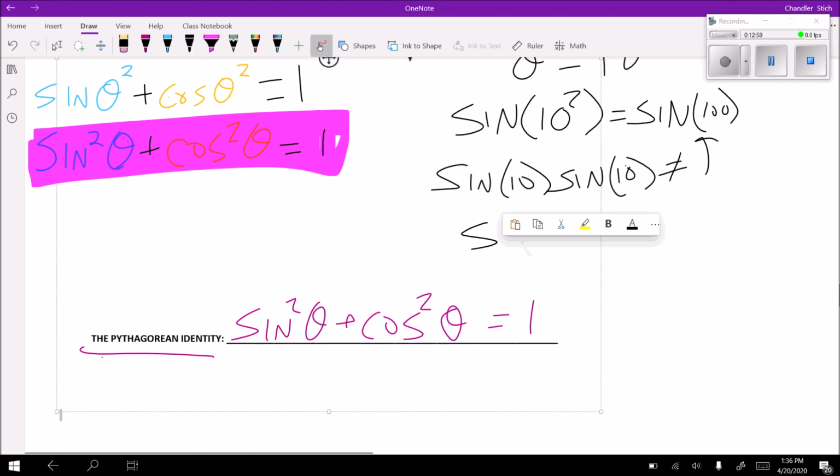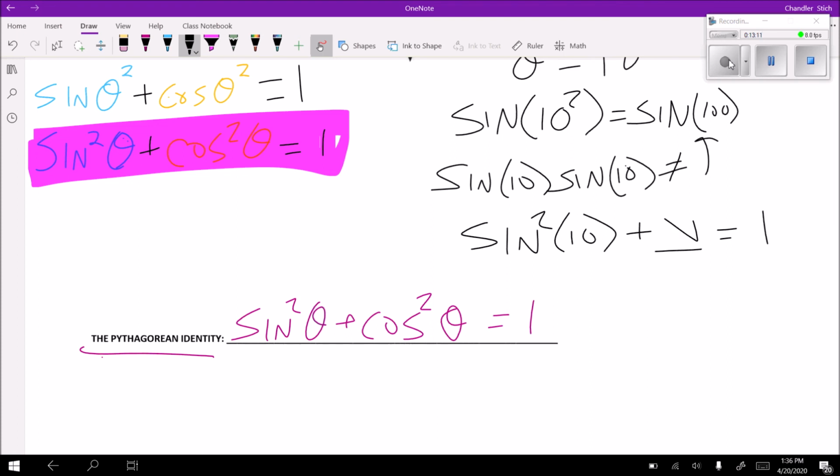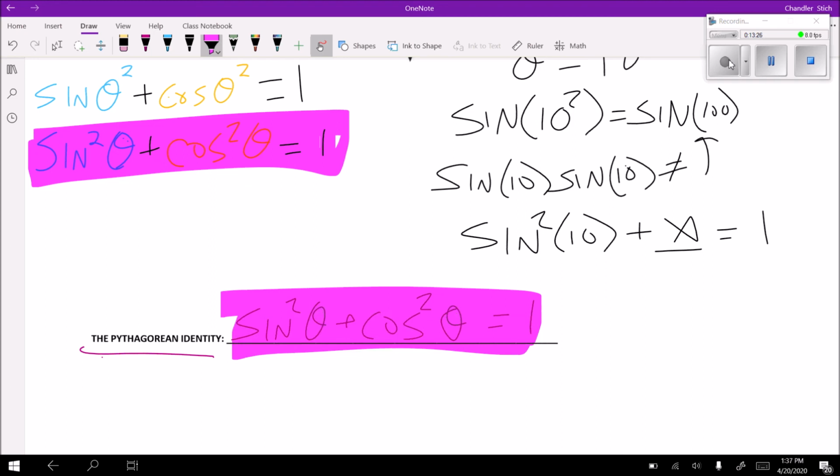So I would do sine squared of 10 plus, again, I don't know cosine theta, so I'm going to put that is equal to 1. How do I solve that? Well, I'd subtract sine squared 10 from both sides, and I'd get cosine squared theta. A little bit harder to solve. We can do some of those problems later. But right now, I just wanted to make sure that you guys knew the Pythagorean identity.